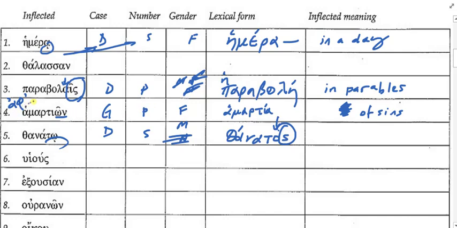What's the meaning of apa? From. So should I translate this as "from of sins"? No. Amartion would be "from sins." That's right. So don't use the keyword for the genitive here. It's genitive not because of the keyword. It's genitive because of the preposition that requires the genitive case here.